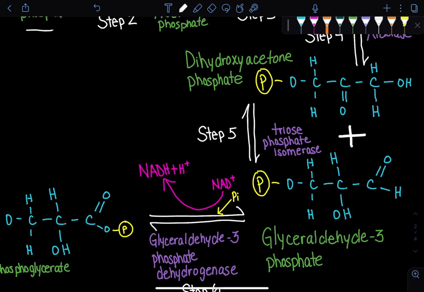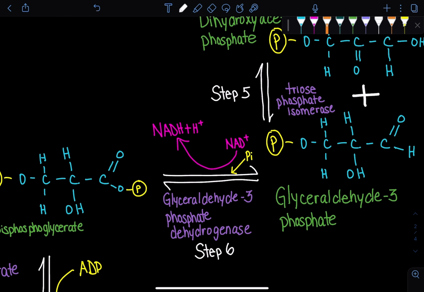So we convert that dihydroxyacetone phosphate into G3P. And now we have to make note that every step from now on forward, we're going to be dealing with 2 G3Ps. All right. So up until this point, steps 1 to 5 are preparatory steps, in which we're just preparing the molecule to produce that energy that we're interested in.